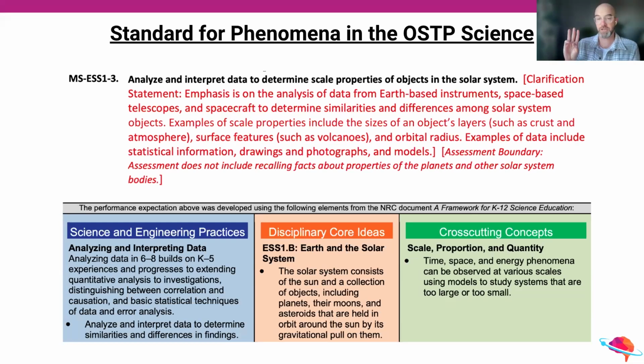So again, we're looking at this three-dimensional standard, ESS1-3, analyze and interpret data to determine scale properties of objects in the solar system. Students have to analyze and interpret data. They have to understand what the solar system contains, gravity, and all these scale properties of these things, and they have to look at it through scale, proportion, and quantity. So those are the three dimensions of the standard.